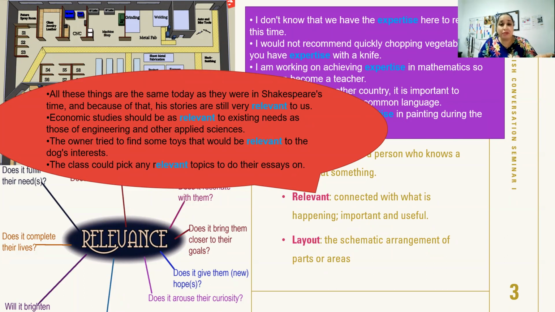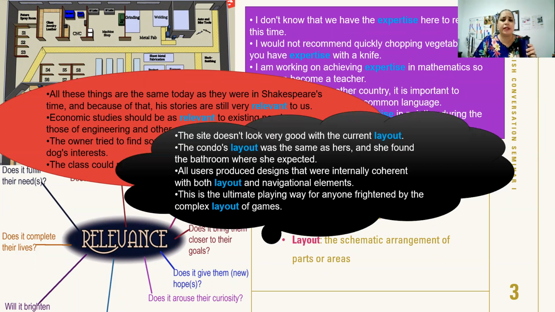Toys that could be relevant to the dog. Okay. Another example: the class could pick any relevant topics to do their essays on. Free topic. Just pick up a relevant one. That's the example. And the one that I'm very interested in is the examples for layout. Let's see. I put them on top of the other ones. Layout.